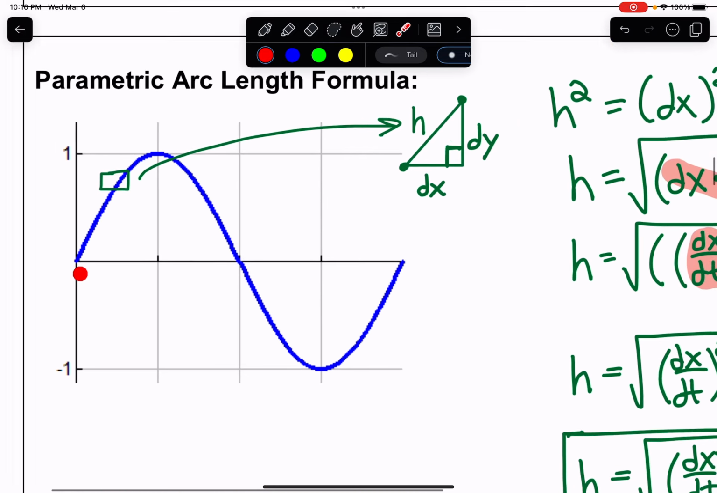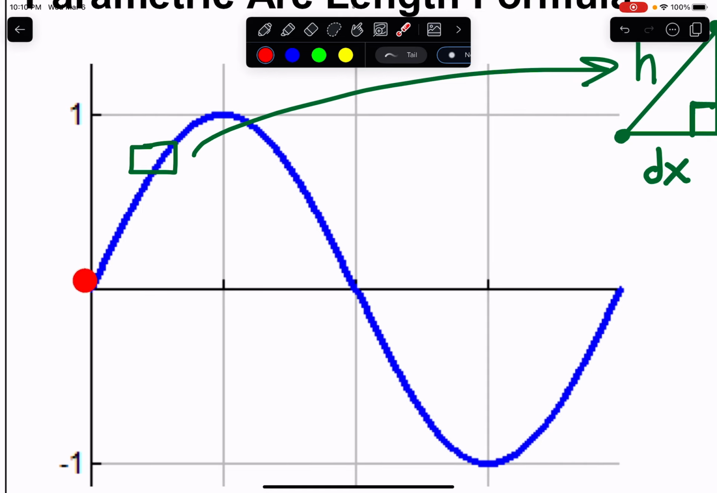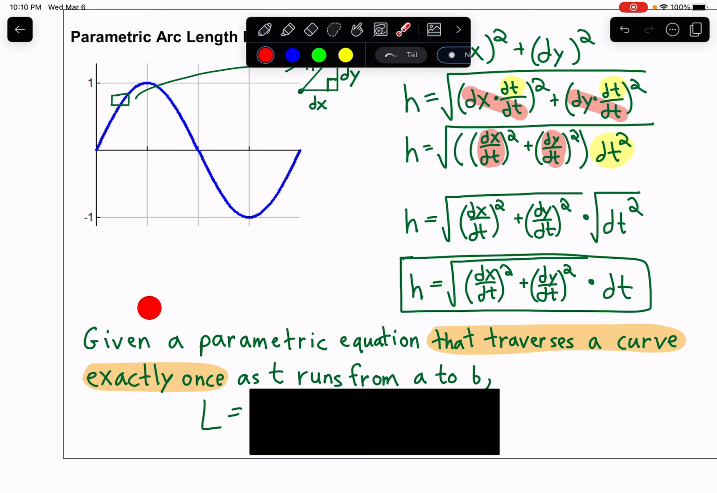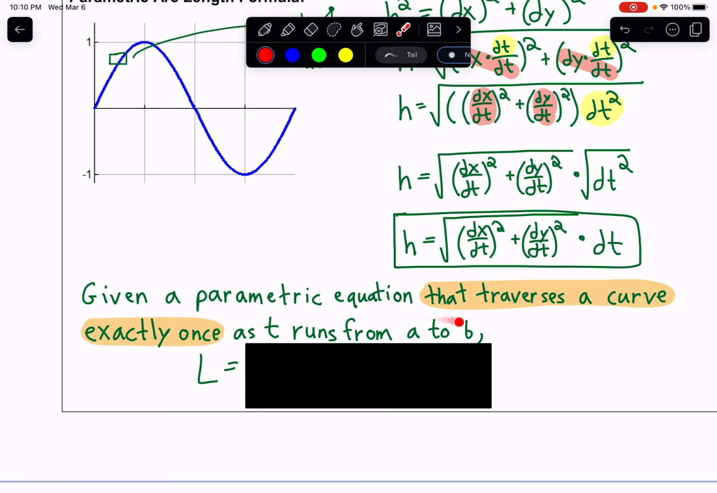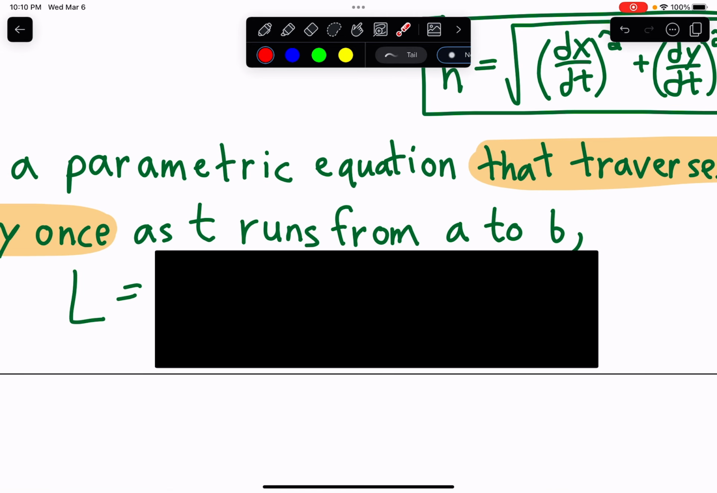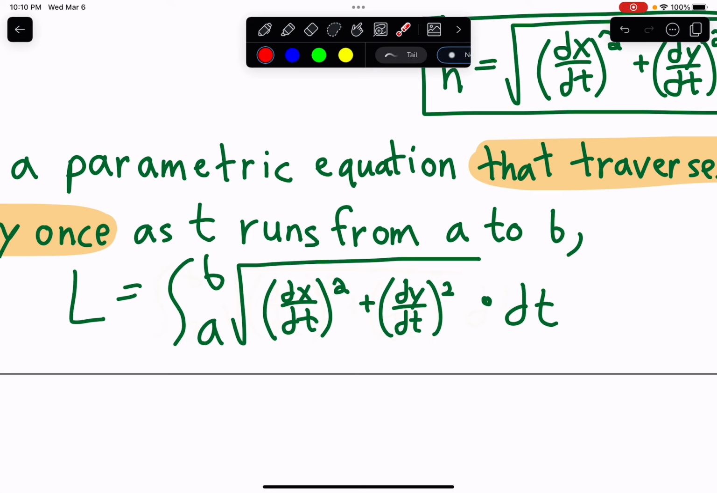So, you could have some parametric curve set up where t equals 0 starts here, I go all the way through, and then maybe depending on the t values, I trace back and go through the same points again. Okay, and so that would be bad, right? Because I would be doubling up over the length of that curve. So we want to make sure that as t runs from A to B, we only traverse our parametric curve exactly one time. Our arc length formula is going to be the integral from A to B of the square root of dx dt squared plus dy dt squared times dt.